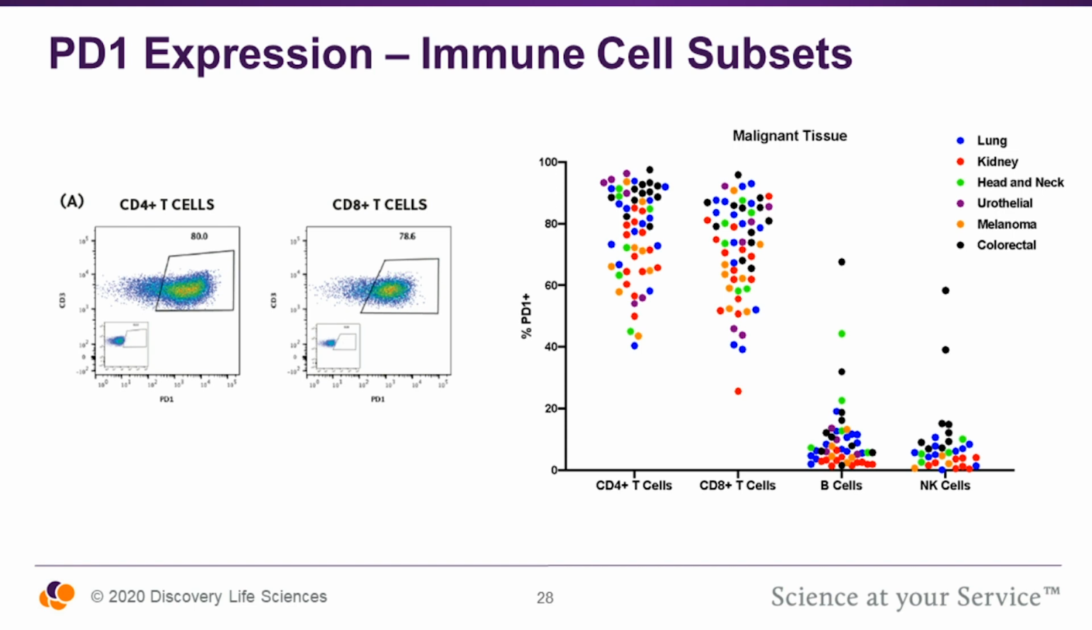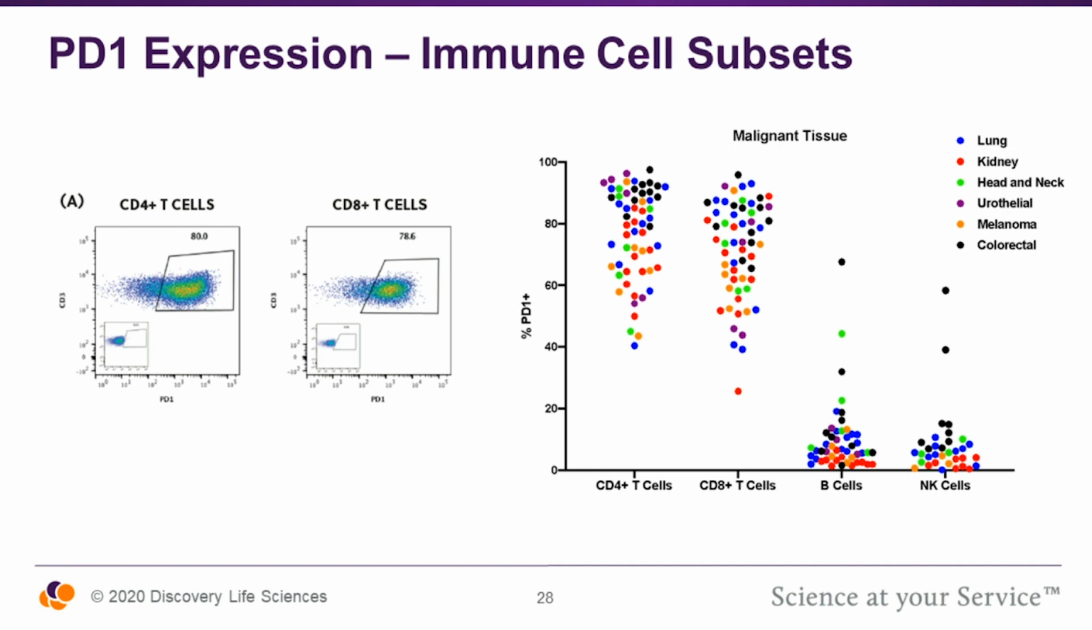Conversely, if we looked at the PD-1 receptor on the immune cell subsets, we saw that most of the CD4 and CD8 T cells within the tumor seemed to have high expression of PD-1. Again, this was across the board in all of the 6 indications that we looked at. It was usually greater than 50% or higher.